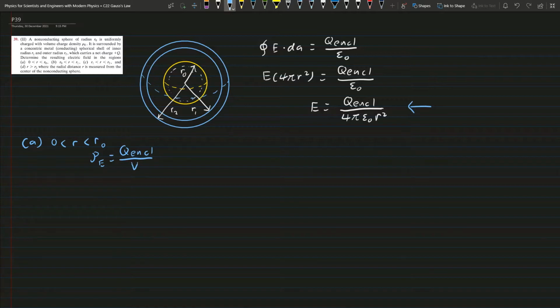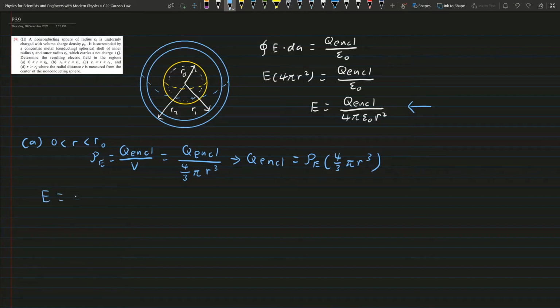and this is the volume of the enclosed charge. So this is given by 4/3 pi r cubed. By this we know Q enclosed equals rho e times 4/3 pi r cubed.